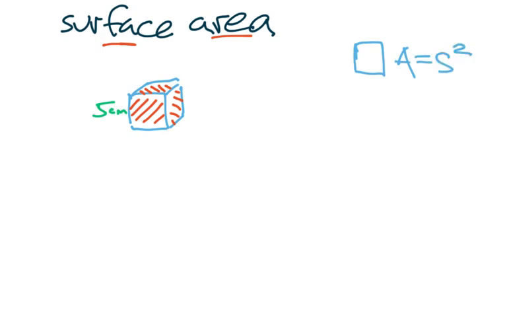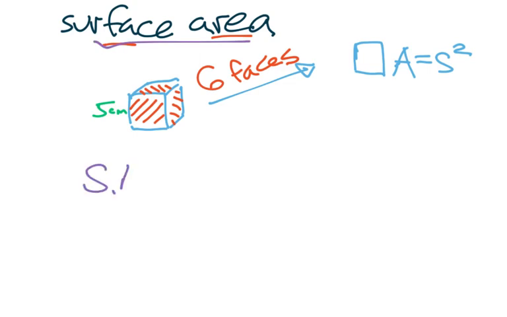Now, if we were just going to consider any old square, we know that the formula for area of a square is A equals S squared. But if you think about that, how many squares are in a cube? How many faces? Well, like I said, there's 6 faces. So the surface area of a cube, its formula will always be S squared. That's just one face. How many faces do I need? Boom, 6. 6S squared.